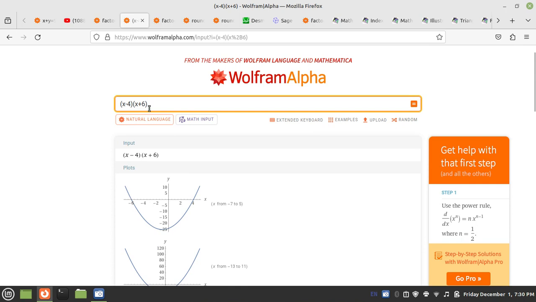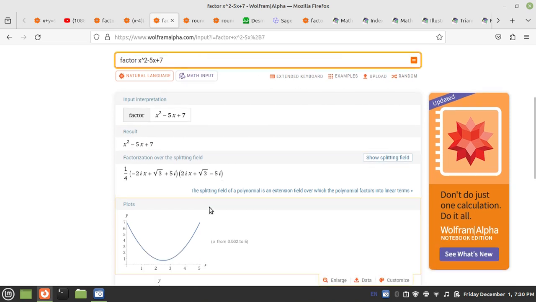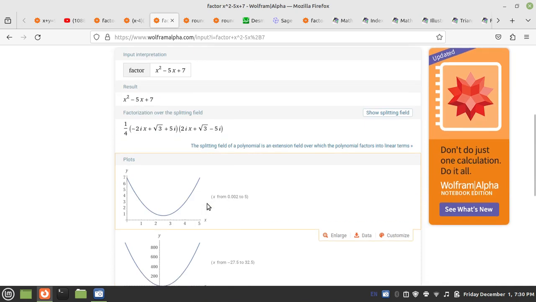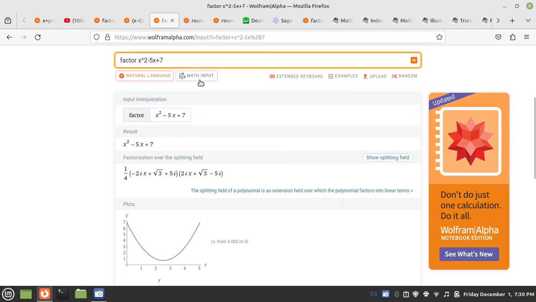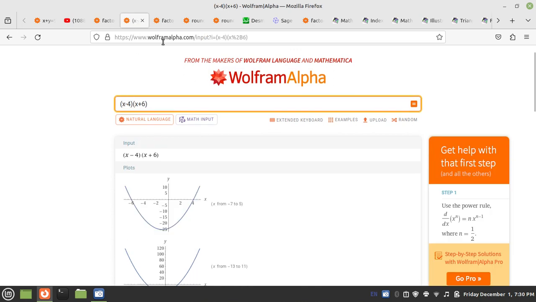So why is this important? Because you can accidentally give a question, for example, x square minus 5x plus 7, which has no real roots, to elementary students. They won't be able to factorize this as expected. So you can use Wolfram Alpha to make questions also.